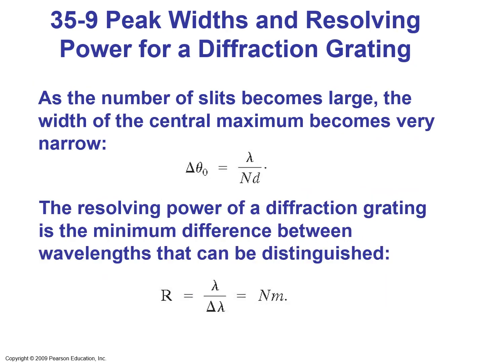As the number of slits becomes large, the width of the central maximum becomes very narrow. So delta theta naught, the width of the central maximum, is equal to lambda divided by N times d. Therefore, for larger N, we have narrower delta theta. The resolving power of a diffraction grating is the minimum difference between wavelengths that can be distinguished. So R, the resolving power for a diffraction grating, is equal to the ratio lambda over delta lambda, that is equal to N times m.